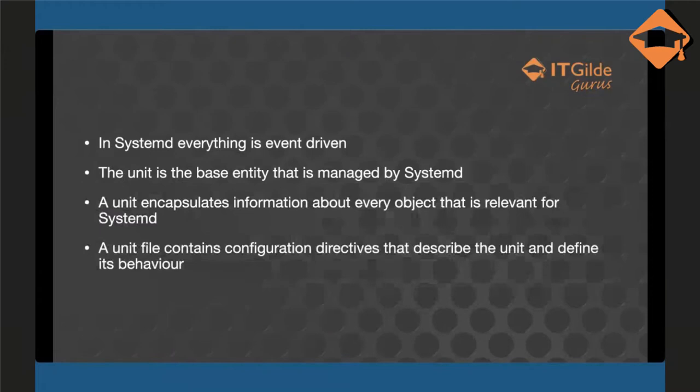If you want to manage an event, you need to configure a unit. A unit is the base entity that is managed by systemd. You can configure the unit using unit files that contain configuration directives that describe the unit and define its behavior. Besides the unit's configuration, a unit can inherit properties from cgroups and process number one. In this course, we are not going to enter the world of cgroups. It's abbreviated from control groups, and they will be covered in more detail in the next courses. For now, cgroups is a Linux kernel feature that limits, accounts for, and isolates the resource usage of a collection of processes.